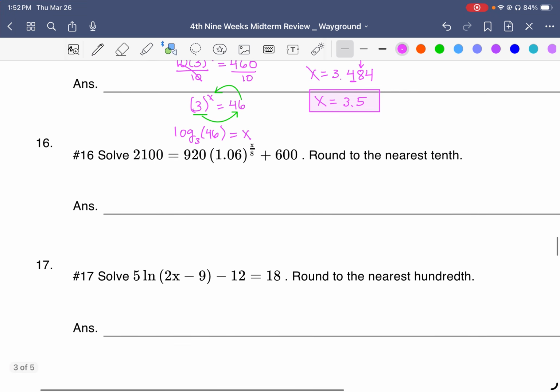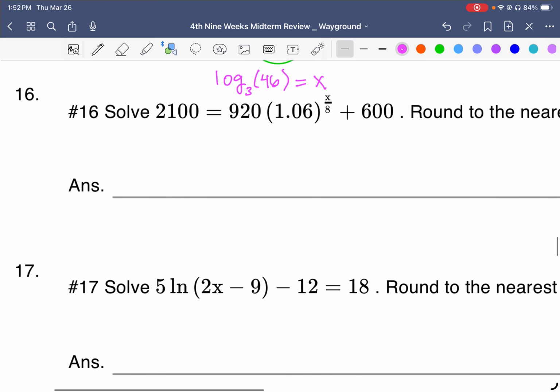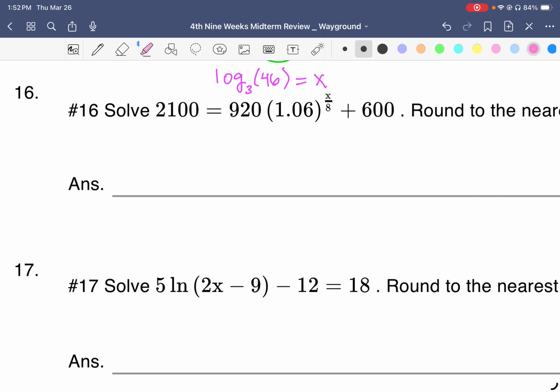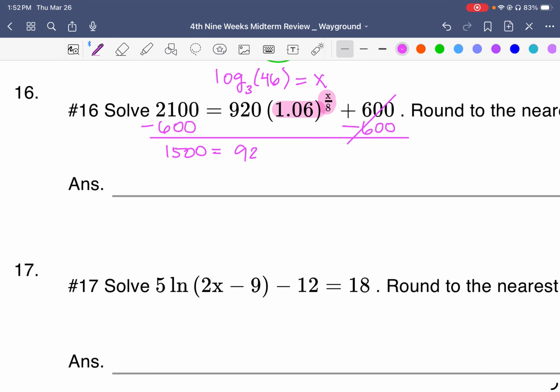Okay, on the next one, we're going to solve for x again. Here we have an exponential. I have the exponent and the base. Okay, so I'm going to start by doing reverse PEMDAS. I'm going to subtract 600 because the first thing you want to do is isolate the parent function. Okay, so 2100 minus 600 is 1500 equals 920 times 1.06 to the power of x divided by 8.